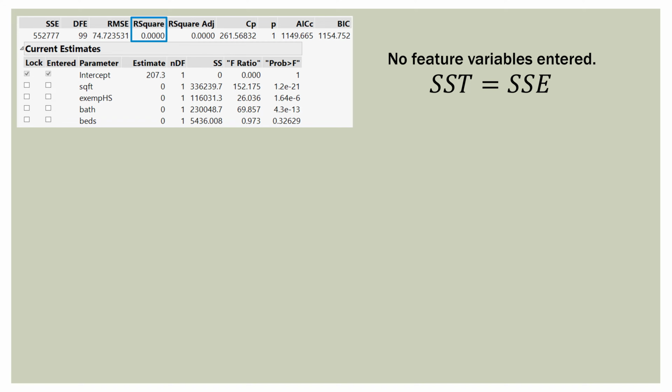Now the R square is 0. We don't have any variables in, so we're not explaining away any of the error yet. So we can't have an R square. And the other things we'll worry about later. So here's where we're at.